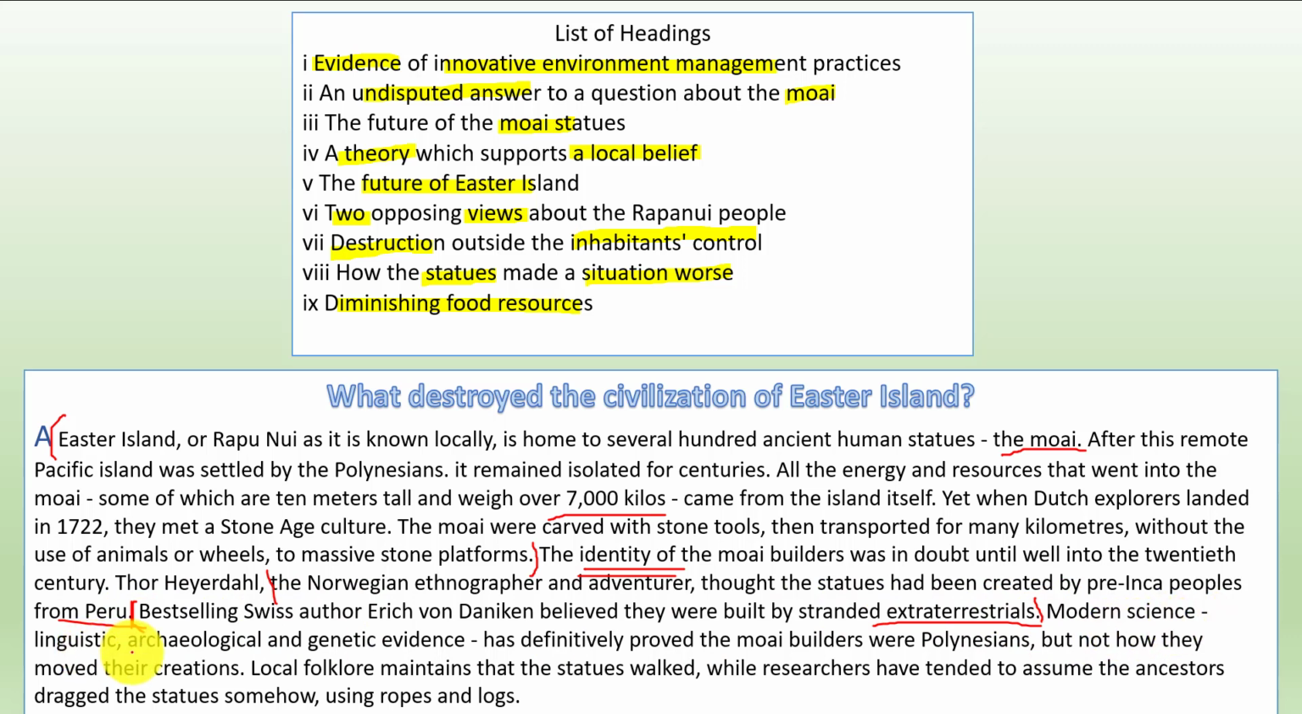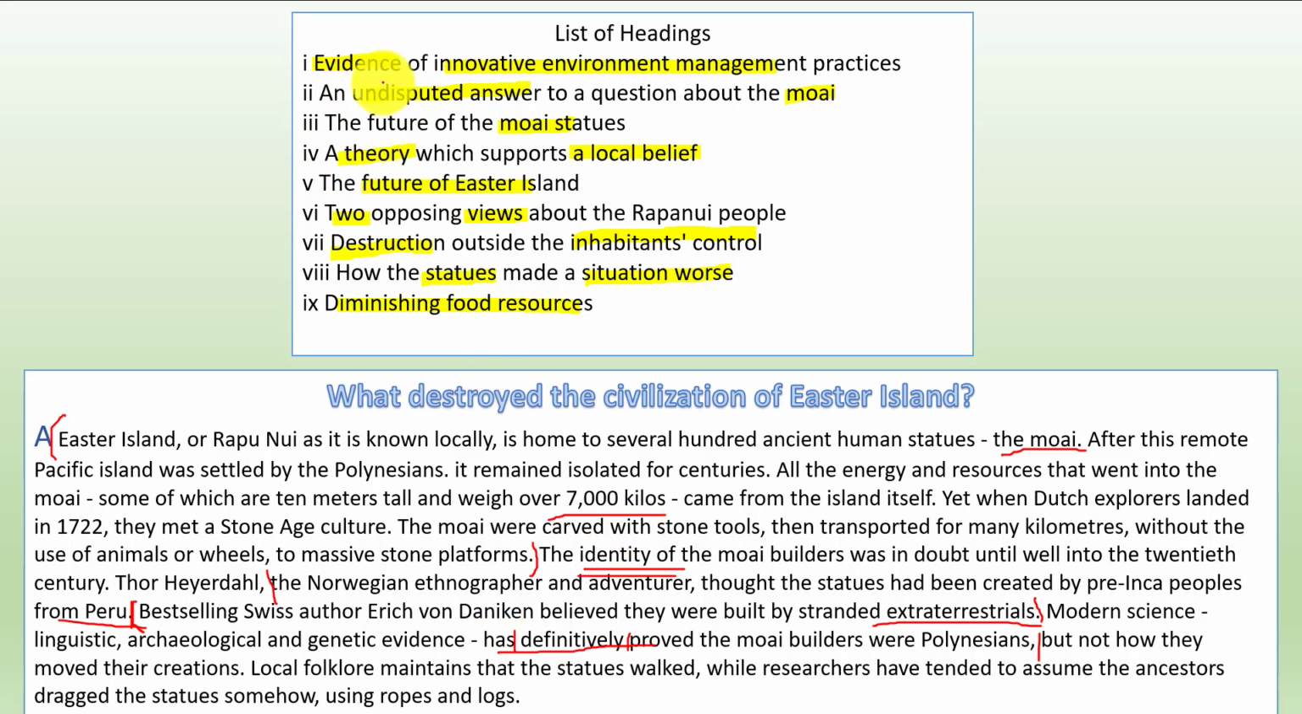Modern science, linguistic, archaeological, and genetic evidence has definitely proved the Moai builders were Polynesians. Definitely proved Moai builders were Polynesians. As you see, we have different viewpoints about the identity of the Moais, okay? But the word definitely is our key to answer. If you don't recognize definitely, you would miss the answer.